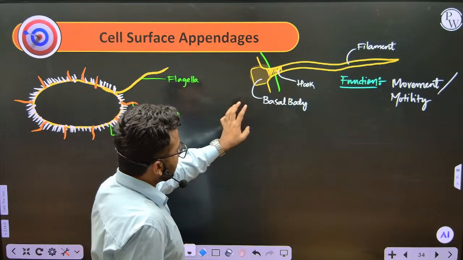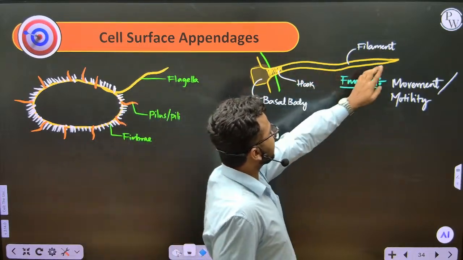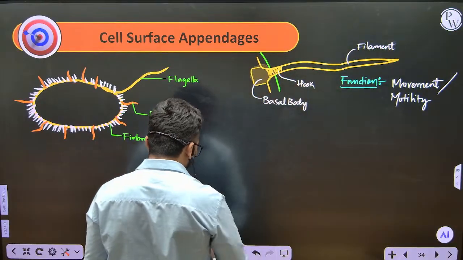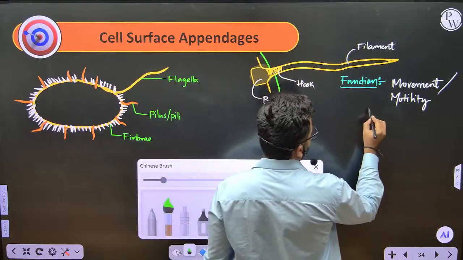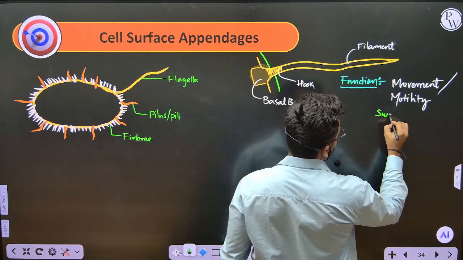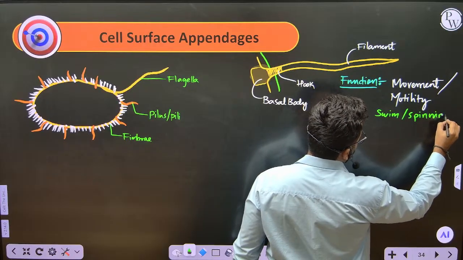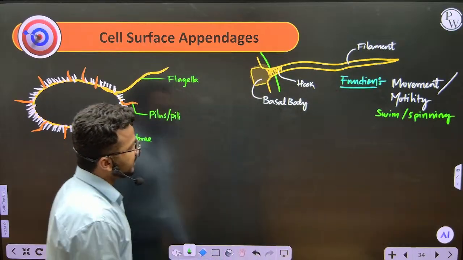So with the help of this flagella filament, that is the flagella, it will be used for swimming purpose. The swimming or spinning, it will be used for the movement or the motility.